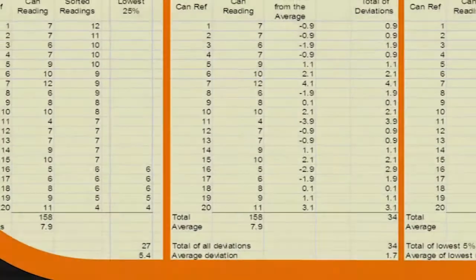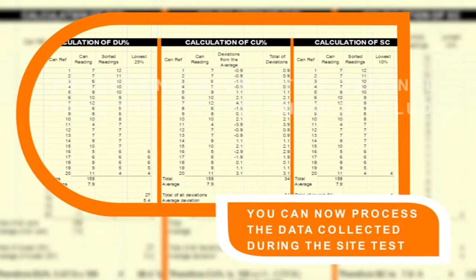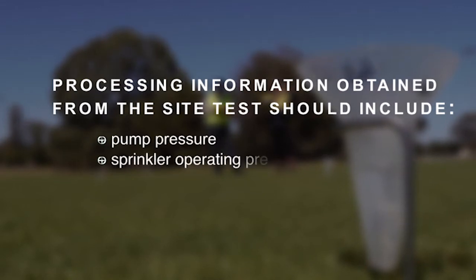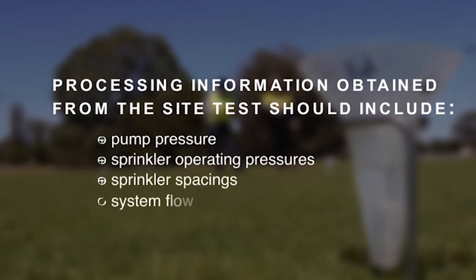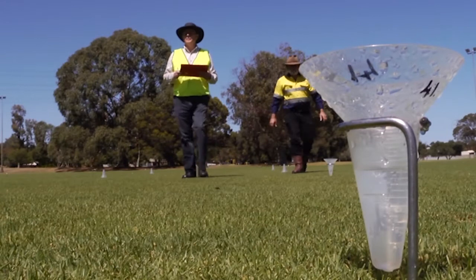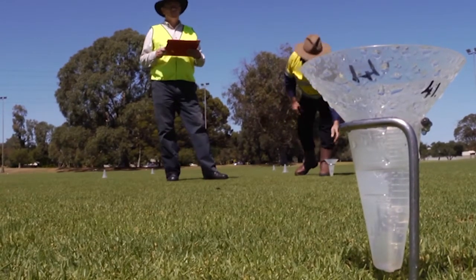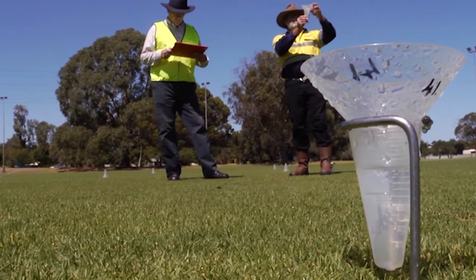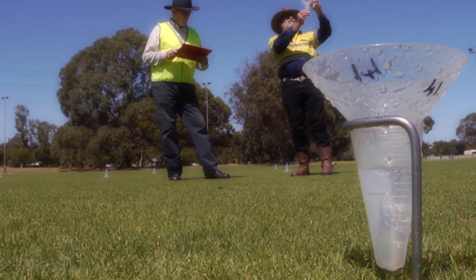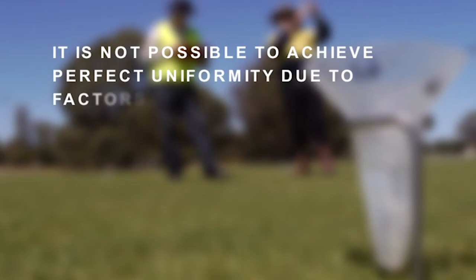You can now process the information collected during the site test. This includes the pump pressure, the sprinkler operating pressures and sprinkler spacings, the system flows, and the controller settings. And lastly, you can process the catch cup data to determine the distribution uniformity. In a perfectly uniform system, each of the catch cups would hold the same amount of water after the test.